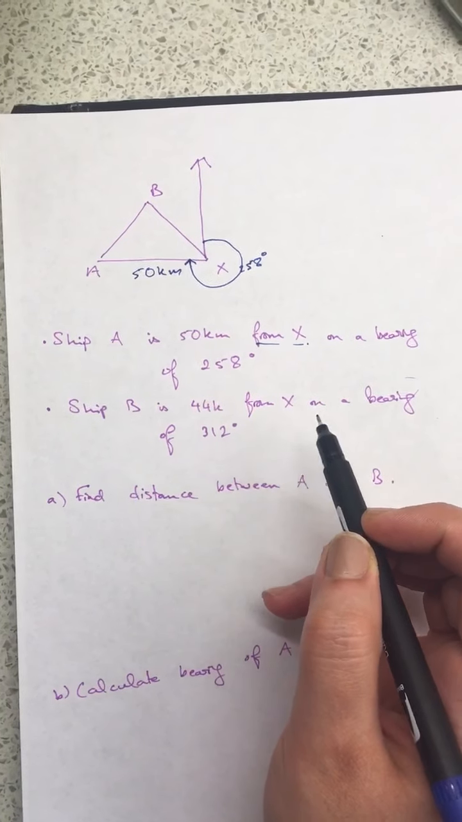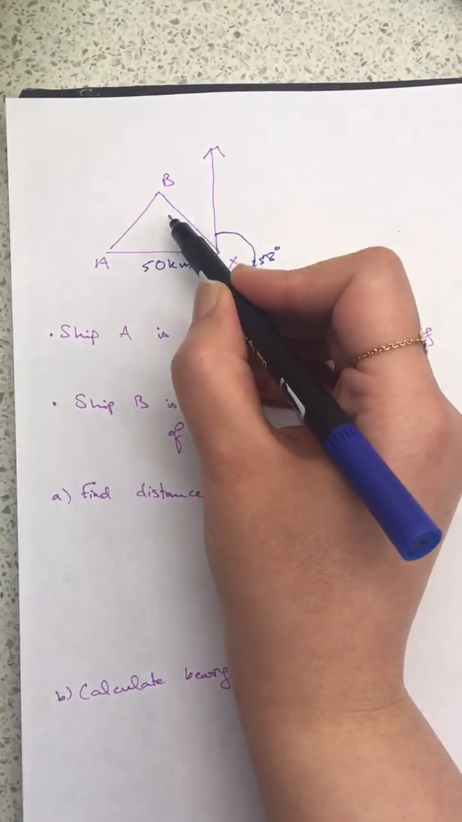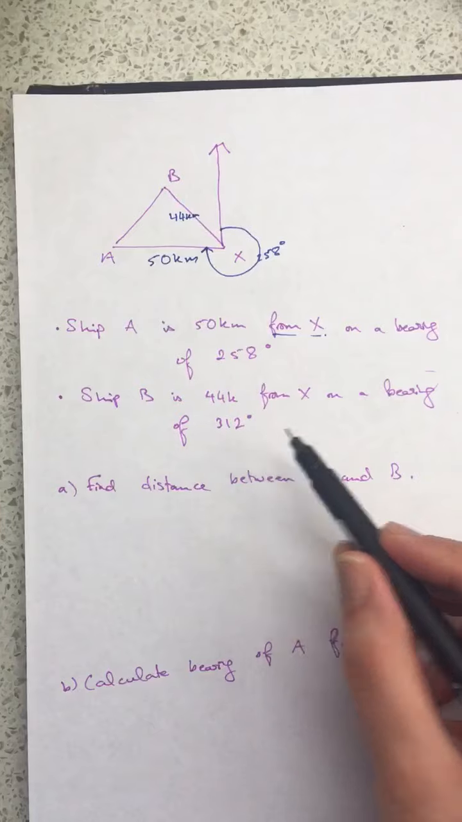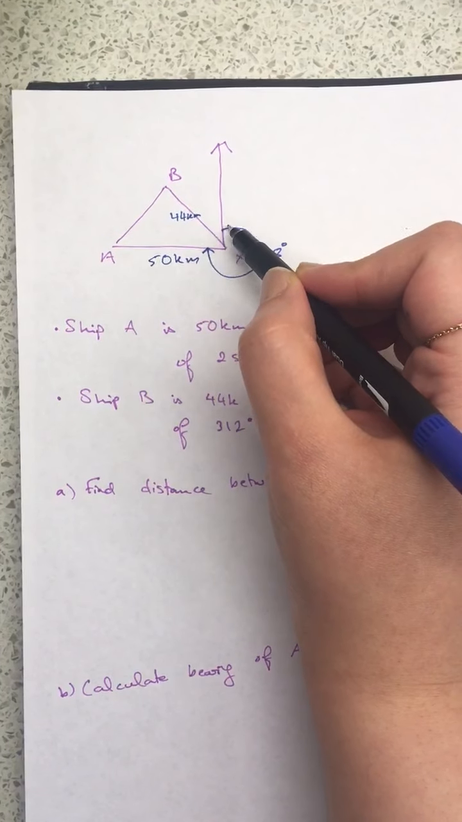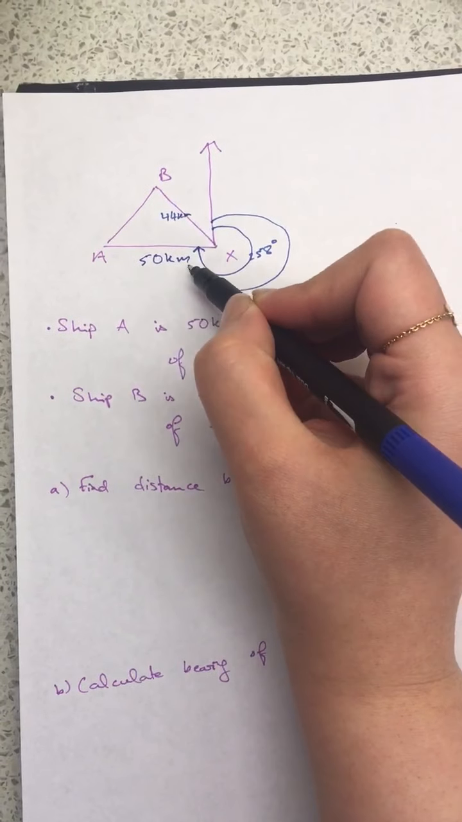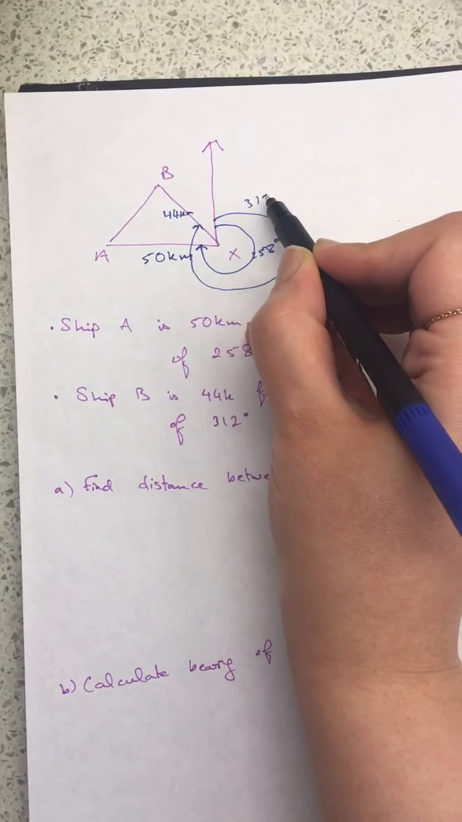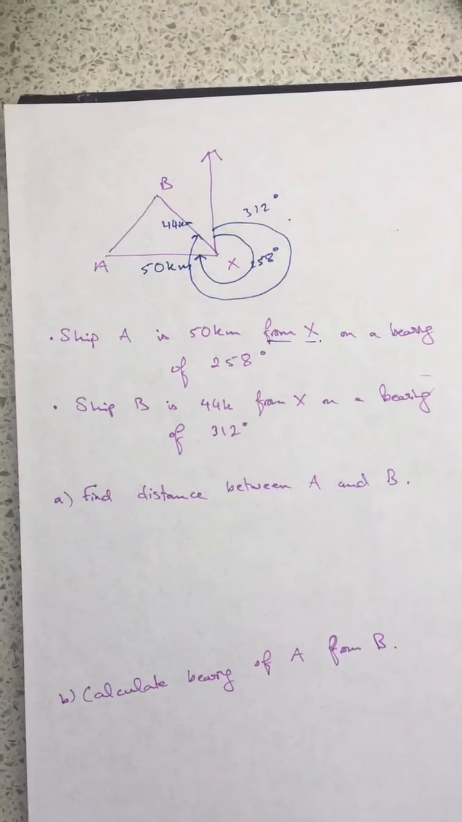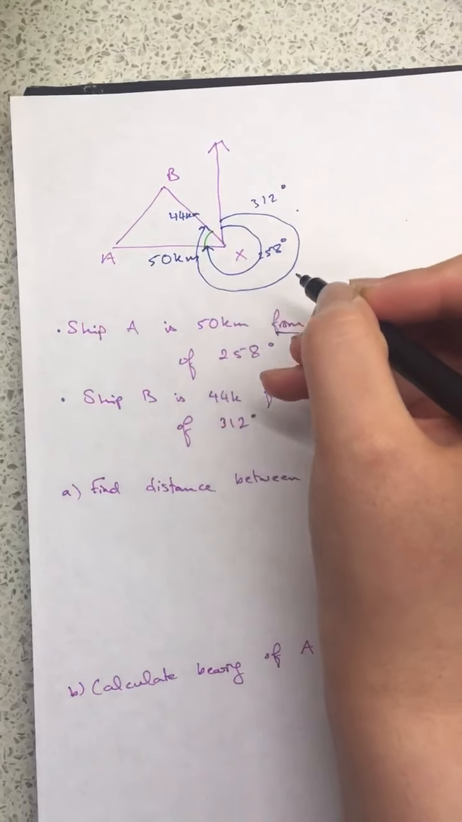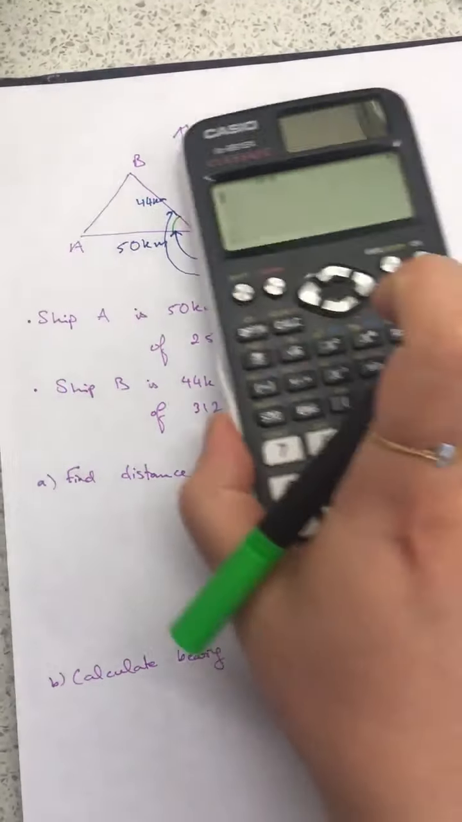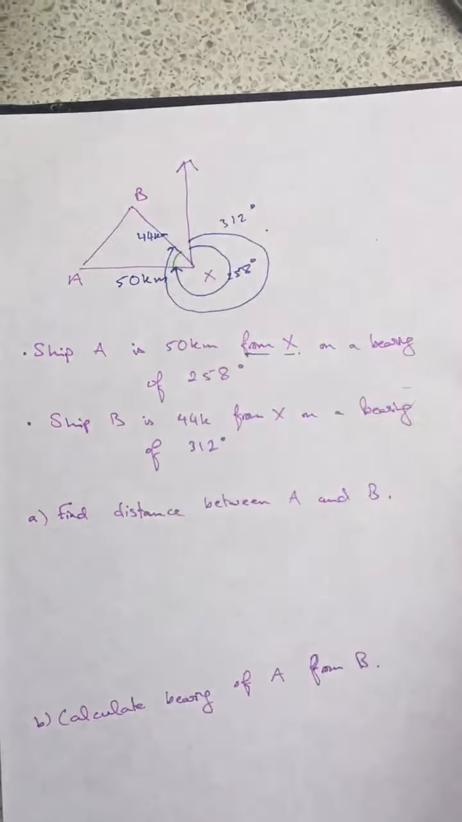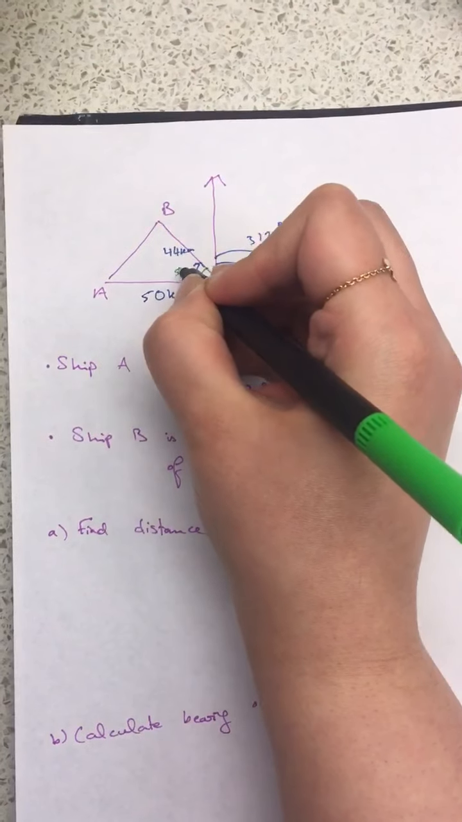Ship B is 44 kilometers from X, so that's 44, on a bearing of 312. That means a north line from X, I go all the way round, and that would be 312 degrees. Now that means I can find this angle here. I can do 312 take away 258, and that will give me 54. So this angle here is 54 degrees.